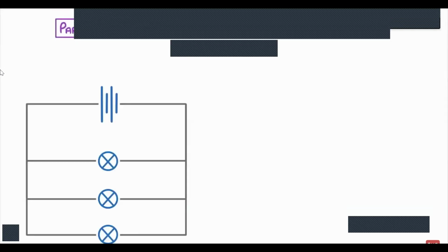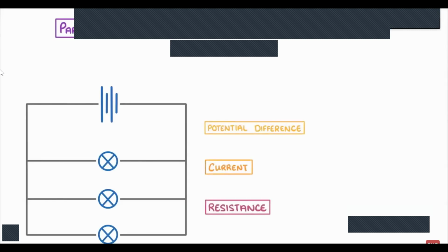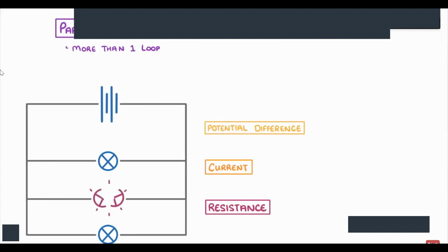In today's video, we're going to explore parallel circuits, and in particular, we'll consider how they treat potential difference, current, and resistance. Parallel circuits are those with more than one loop, and generally each loop will only contain a single component. This makes parallel circuits much more useful than series circuits, because as each component has its own loop, if any particular component breaks, then the overall circuit is still intact. For example, if one of the lights in your house blows, all of the other ones will still work.